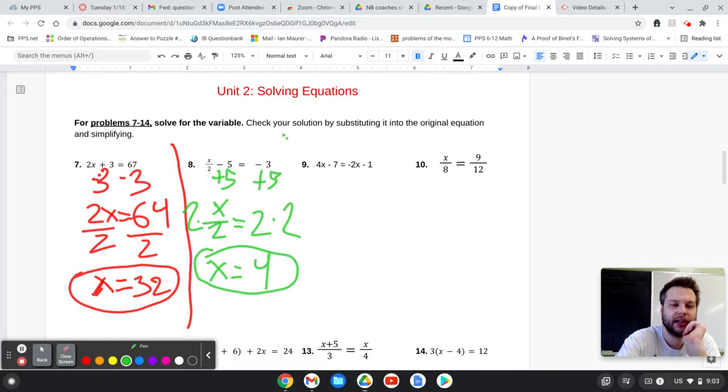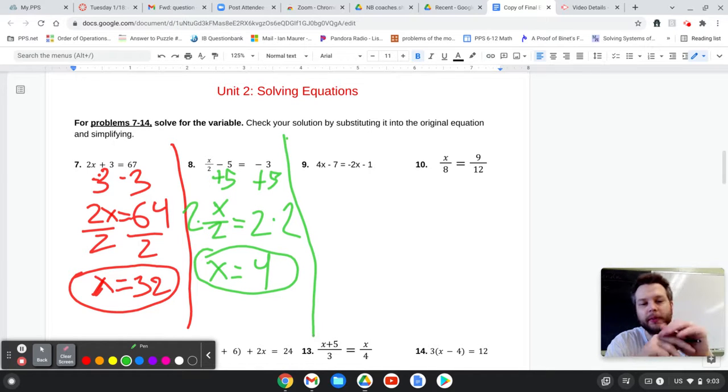If you substitute it back in, 4 divided by 2 is 2. And 2 minus 5 is negative 3. So I know I'm right.